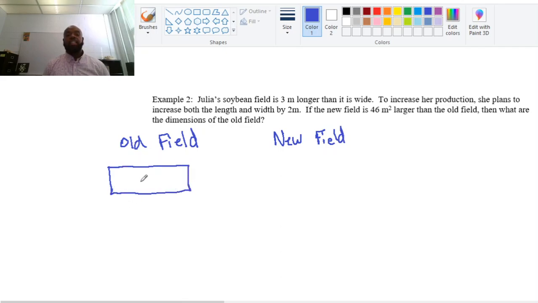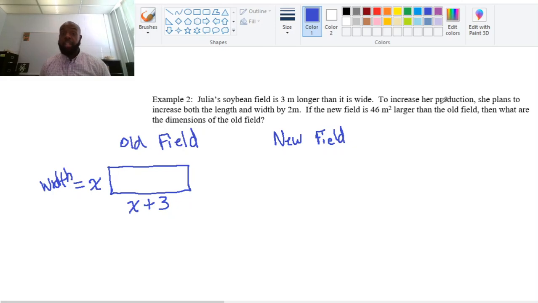And so she said that the field is 3 meters longer than it is wide. I'm going to let X represent the width of the old field, right? If it is 3 meters longer than it is wide, and I know that it's X meters wide, then the length is X plus 3 meters, all right? That is the old field.